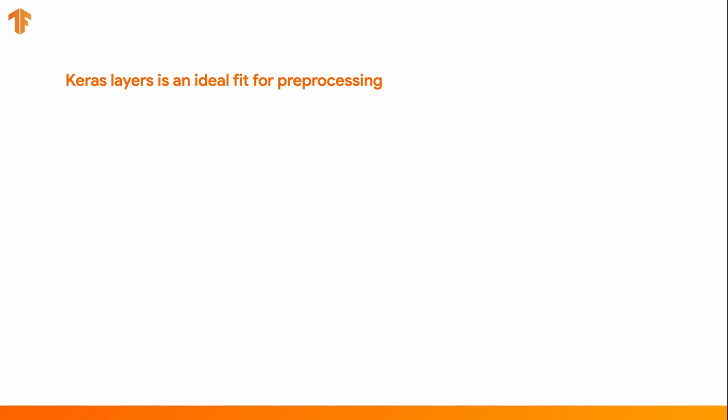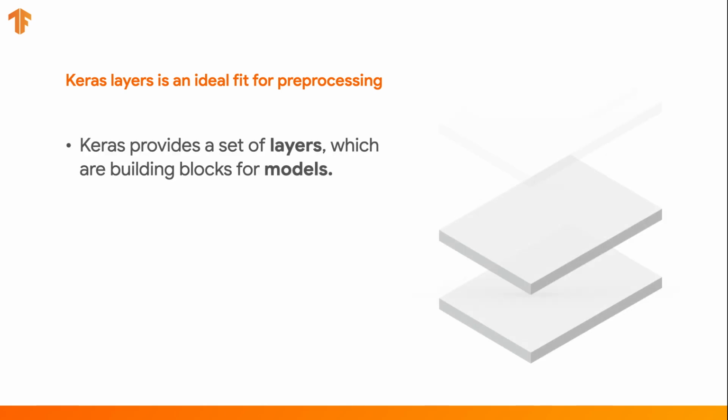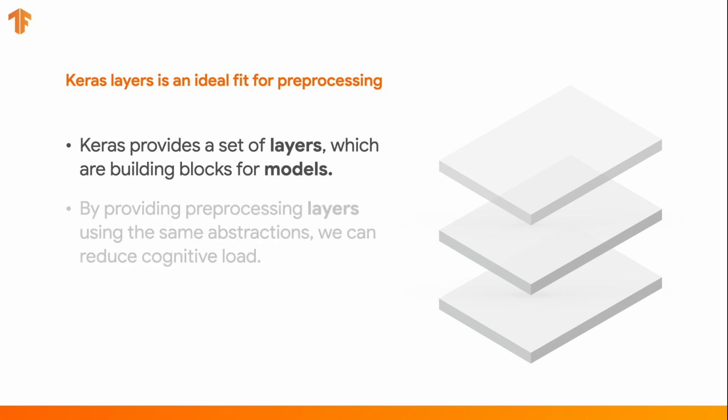So the idea with Keras preprocessing layers is that Keras layers is an ideal place to give you some tools for preprocessing. Keras, if you're unfamiliar with the library, gives you a set of layers, which are these Lego blocks that you can snap together to build a machine learning model. And that's what Keras has always done. So if we can add another bunch of Lego blocks for preprocessing, you'll be able to assemble your preprocessing transformations at the same time as you're changing your model architecture and really be able to iterate on those two problems without having to context switch between different libraries or frameworks or languages.